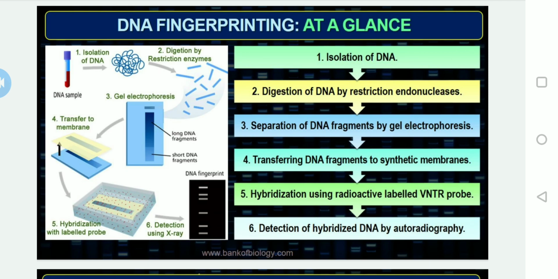The fourth one is transferring DNA fragments to a synthetic membrane, that is nothing but extraction of the DNA fragments. The fifth one is hybridization using radioactive labeled VNTR probes, that is the tagging of radioactive DNA probes. And finally the last one is autoradiography, the detection of hybridized DNA by autoradiography. So this is at a glance, so that you can remember. This is one of the important questions. If they ask in the exam, you should write all 6 steps, then only you will get complete marks.